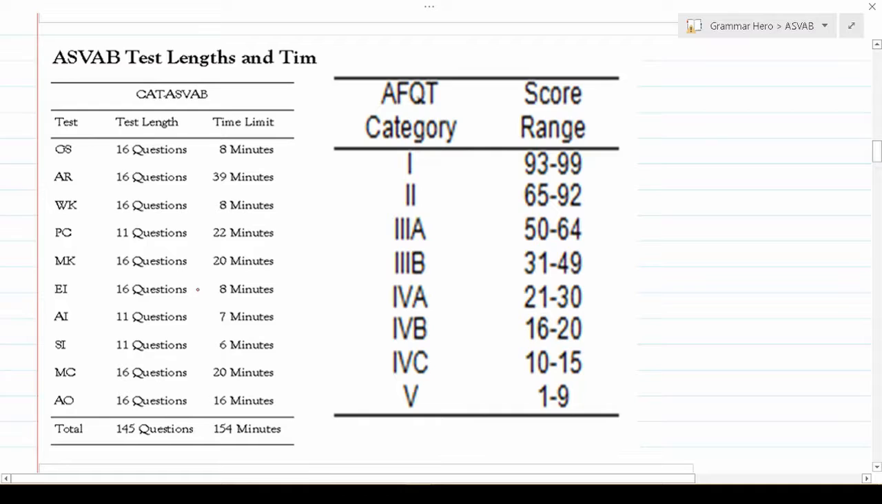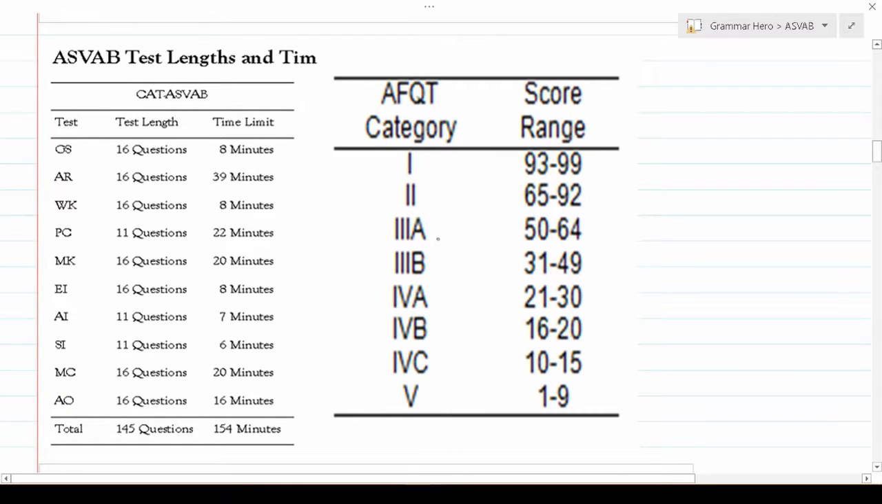Specifically, you'll be working on questions in 10 different subtests, including general science, arithmetic reasoning, word knowledge, paragraph comprehension, mathematics knowledge, and so on. In addition to receiving a score for each of these subtests, you're also going to receive what's called an AFQT score. Of course, AFQT stands for Armed Forces Qualification Test, and that's the score that says you're either qualified to join the military or you're not qualified to join the military.